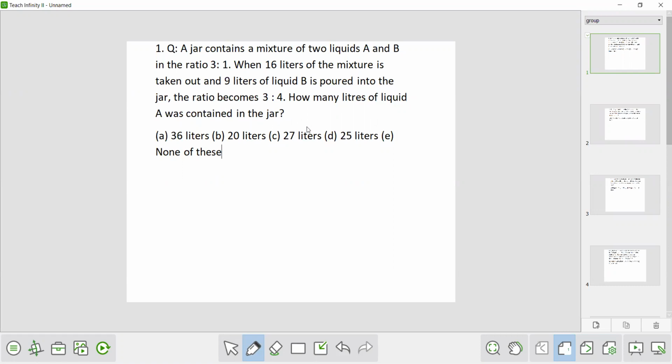The concept part we have already learned in our last class. So let us jump to the question and start solving it.